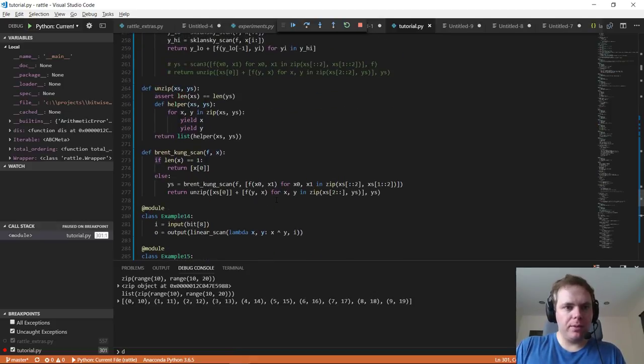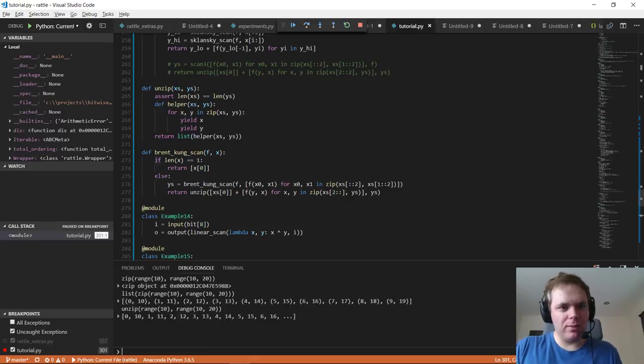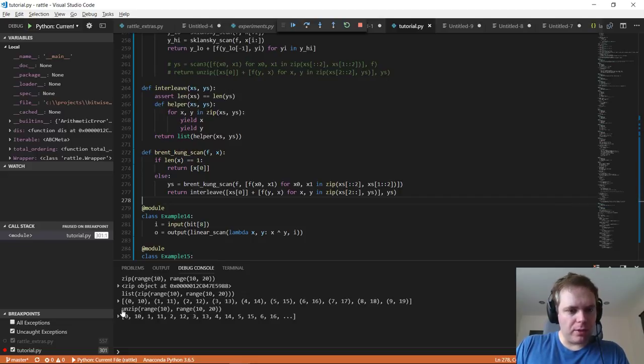If I unzip two things, then I merge them. So I guess maybe unzip isn't quite the right term. I don't think I should call this unzip. This should be interleave. It's a bad name. So what I called unzip is really interleave. You interleave these two lists. So the first one goes in the even positions, and the second one goes in the odd positions.